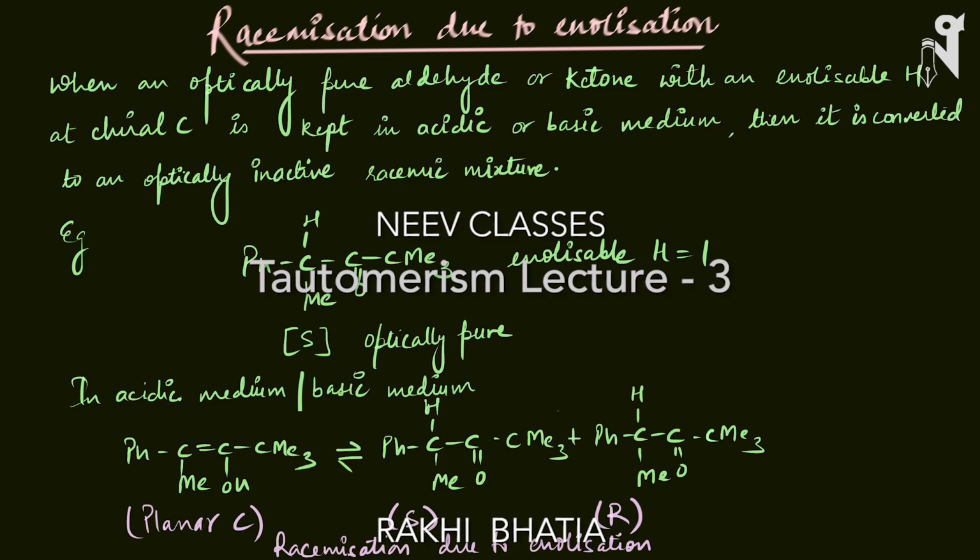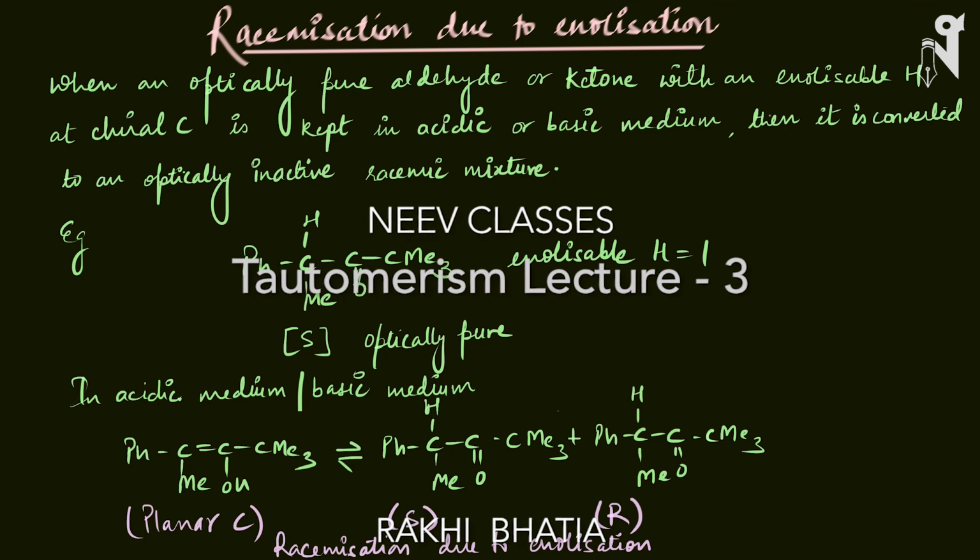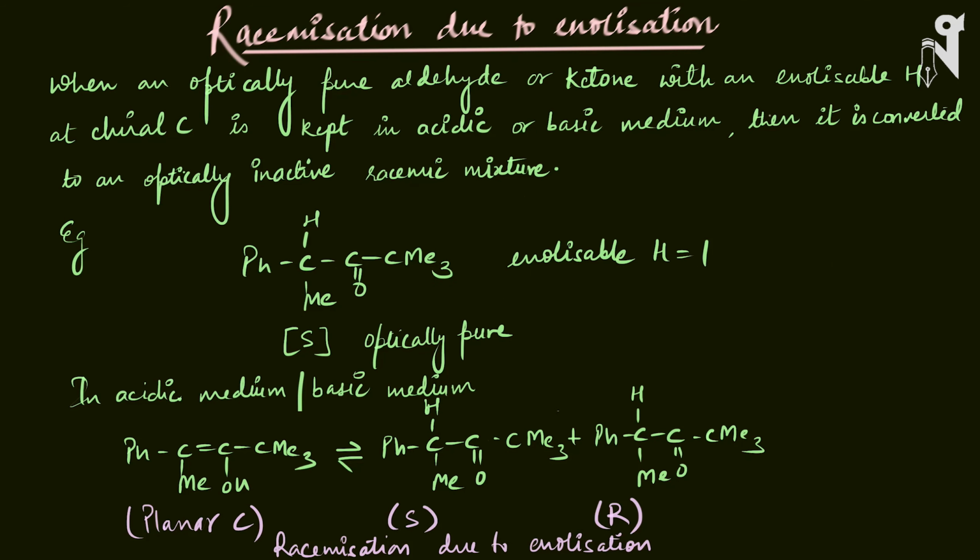Hello everyone. So in the last class we had spoken about the percentage enol content in different types of compounds in the tautomerism series. Now in today's class we'll be talking about racemization due to enolization. This is mostly our last class on tautomerism.